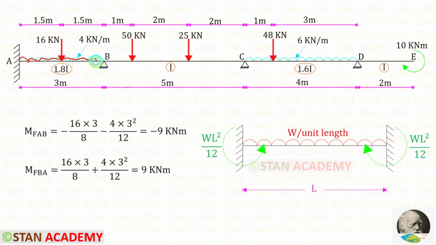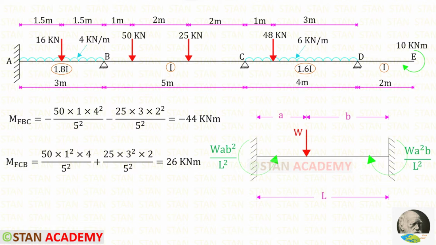Now let us take the uniformly distributed load 4 kilonewton per meter. If uniformly distributed load is acting for the full span, the formulas to find the fixed end moments are WL square upon 12 and WL square upon 12. Since this moment is acting in the anti-clockwise direction, it will be negative. Here W is 4 and L is 3. We have to add these two. After adding, we will get minus 9 kilonewton meter. And when we add these two, we will get positive 9 kilonewton meter.